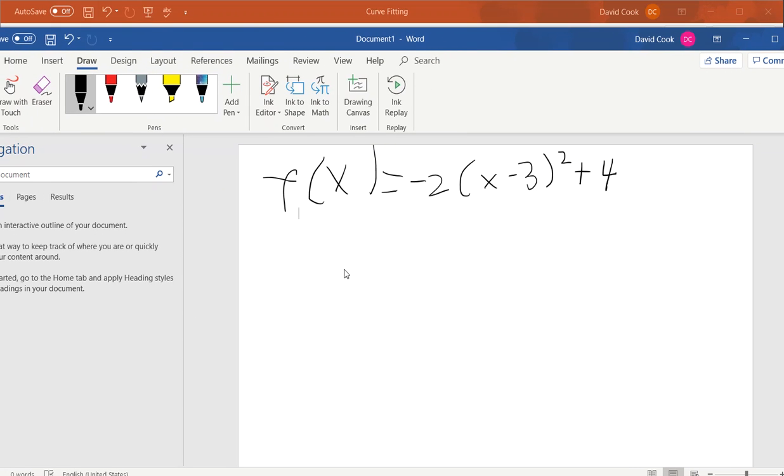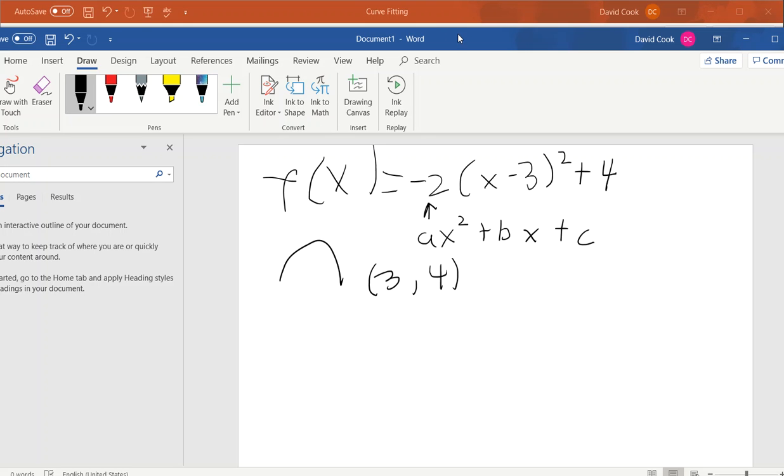Right off the bat, we should recognize that this function is going to open downward, because there's a negative 2 in front of the equation. Remember, the negative 2 is the a in ax squared plus bx plus c. And you'll notice that it says x minus 3. So that means the coordinates of the vertex will be 3, 4. And that will be the coordinates of our vertex. Okay?